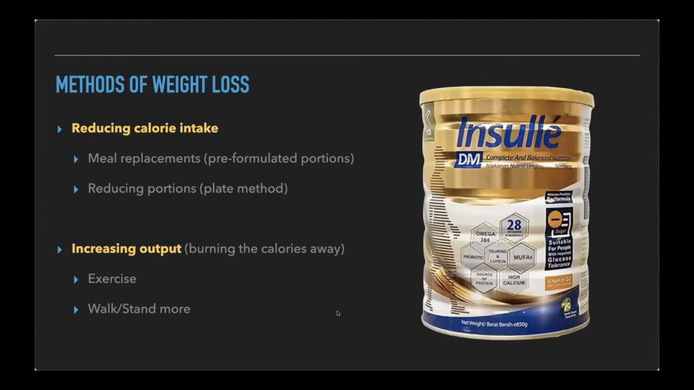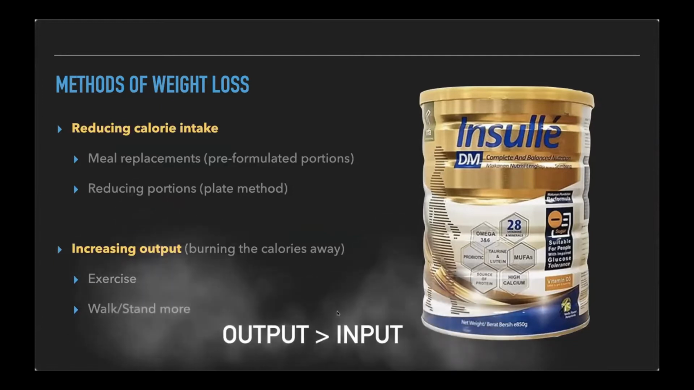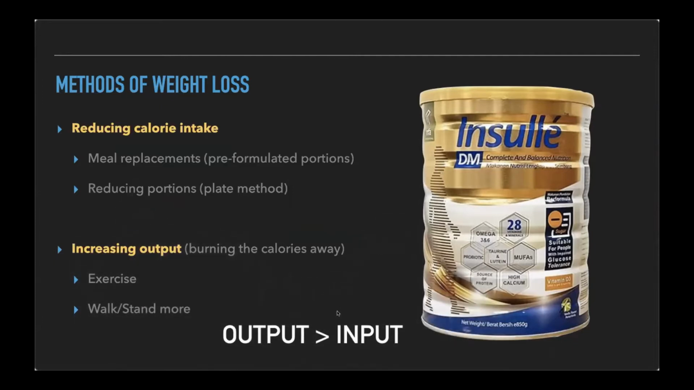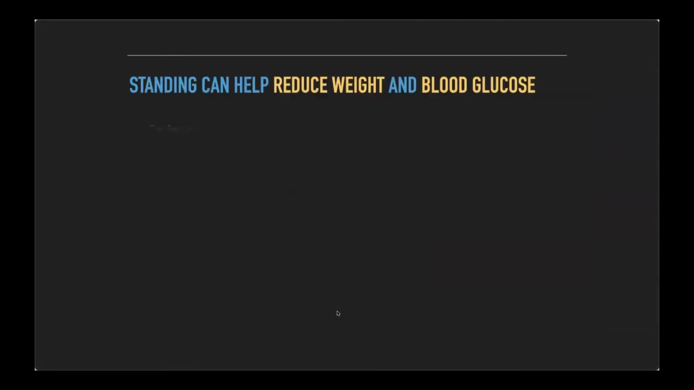Now, I know that there are many ways to lose weight, but of all these many ways, they all fall into these two categories. The first category is to reduce calorie intake. We can use meal replacements like the ones used in the trial. We can reduce portion sizes, or we can even use the very simple plate method advocated by our government. The next category will be to increase output or to burn the calories away. And of course, this will involve exercise and more physical activity. As long as your output is more than your input, you will lose weight.